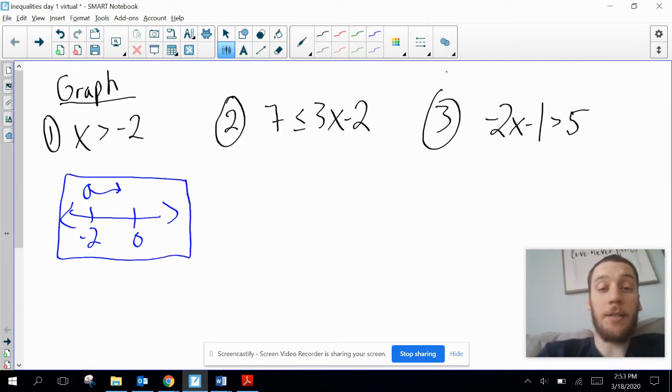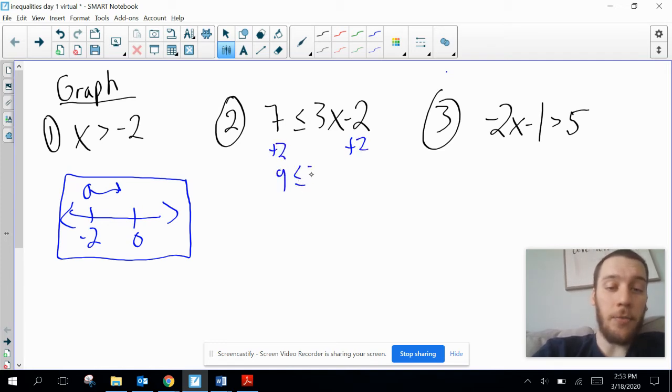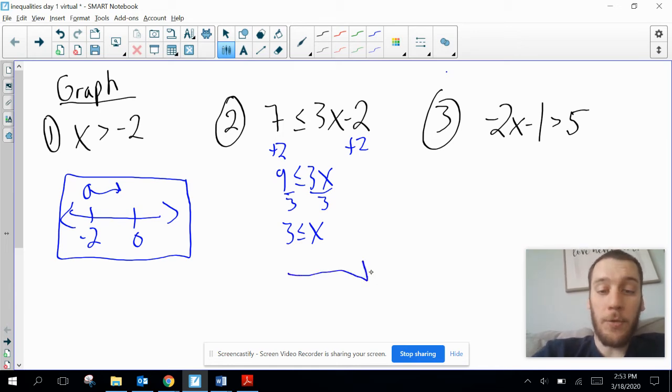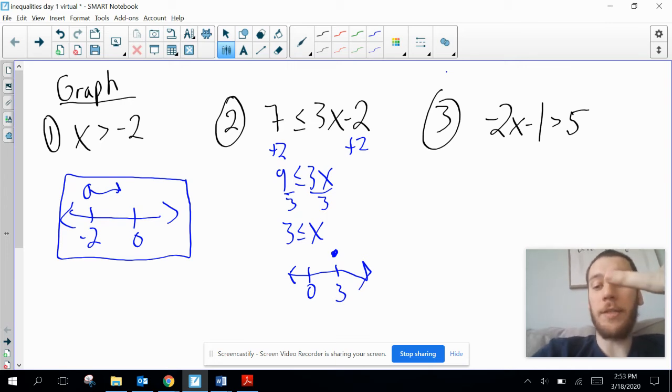On number 2, trying to get x by itself, so I need to get rid of this guy. We got 9 less than or equal to 3x. Opposite of times 3, we're going to divide by 3 on both sides, and we've got 3 is less than or equal to x. So it's a closed circle because it says or equal to. And it's opening towards the x. The alligator wants to eat the x. That means it's bigger. So we're going to the right. All right.